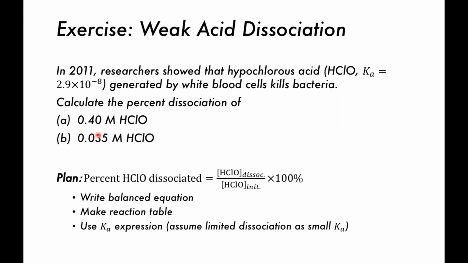So of course, we need to use the equation that we learned about on the previous slide, where percentage HClO dissociated is equal to the concentration of the dissociated hypochlorous acid divided by the initial hypochlorous acid concentration times 100%. And we're asked to write the balanced equation, to make a reaction table, and to use the Ka expression where we assume limited dissociation, as the Ka value is small. You can see here, 2.9 times 10 to the minus 8. It's a very weak acid. So as usual, we need to write our balanced equation, make our reaction table, and then make a Ka expression. So let's see how we do that.